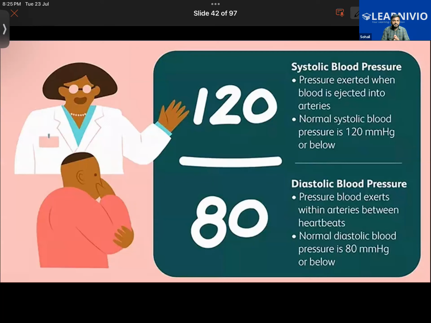Right? Getting it? So think of that as the systolic blood pressure. The pressure at which the blood would be coming out of it while you are squeezing it, contracting it, that would be called the systolic blood pressure. Okay?